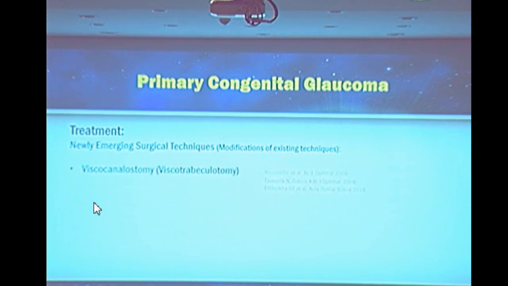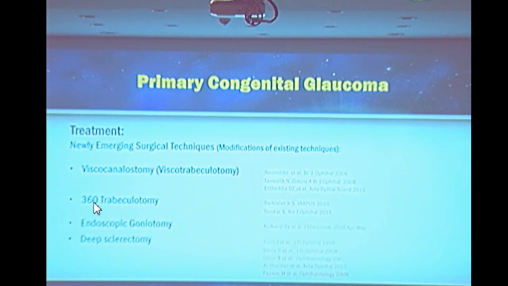So, for example, viscocanalostomy or viscotrabeculotomy, the same trabeculotomy, but they inject viscoelastic material to keep Schlemm's canal or the trabecular meshwork open, as well as 360 trabeculotomy, whether with a suture or with an illuminated catheter. And they claim, and there is a recent study from China, and I think from Dr. Jadan and his colleague here, as a secondary procedure, they report good results with 360 trabeculotomy with illuminated catheter. And endoscopic goniotomy is still immature.